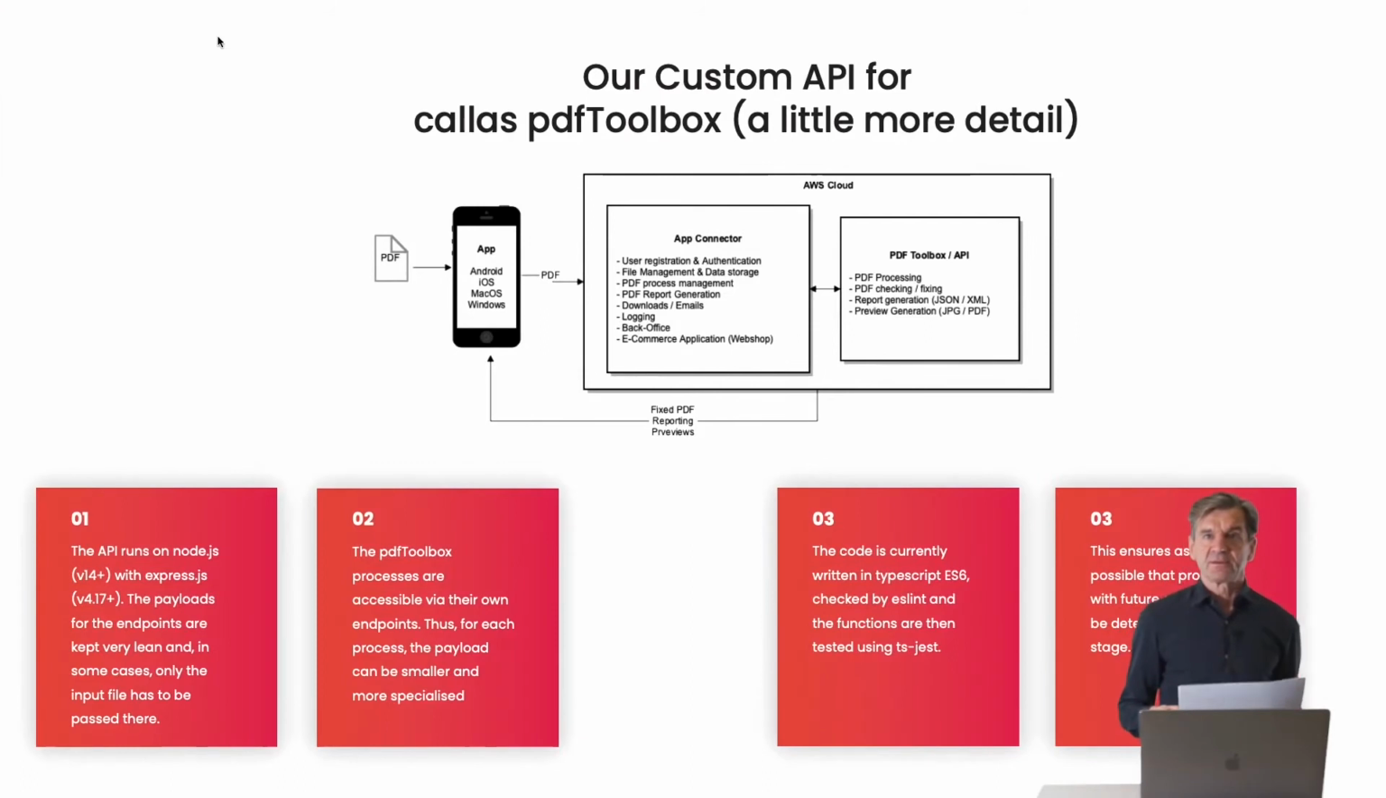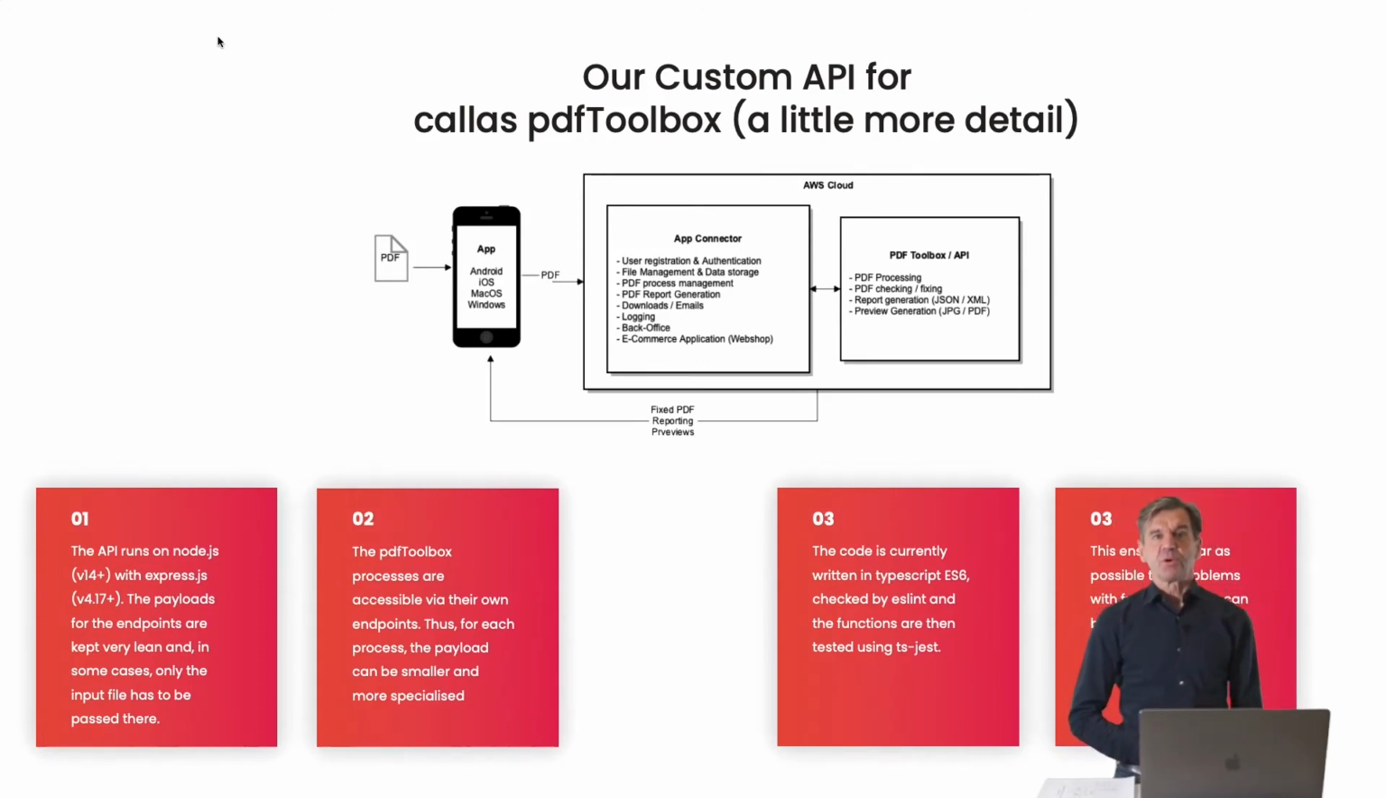And here is some architectural drawing, and what they say is that the API runs on Node.js with Express.js, and the payloads for the endpoints are kept very lean, and in some cases only the input file has to be passed. The pdfToolbox processes are accessible via their endpoints. And thus, for each process, the payload can be smaller and more specialized. The code is currently written in TypeScript ES6 and checked by ESLint, and the functions are then tested using ts-jest.